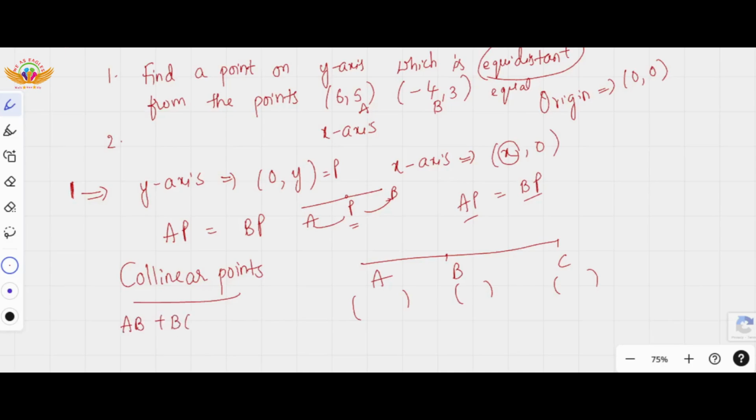AB plus BC must be equal to AC, or AB plus AC might be equal to BC, or AC plus BC might be equal to AB. So these are the conditions for the collinear points. If any condition is satisfied, then you can say that they are collinear points. Sometimes they might ask you this collinear points question as a 2 marks question as well. So you have to know what is collinear and what is the condition for that.